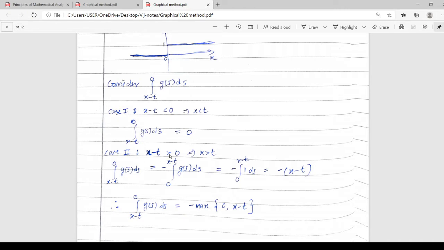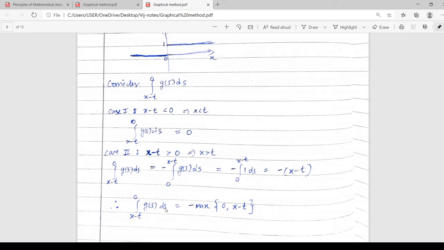Case 2, if x minus t is positive. We can write the integral from x minus t to 0 as minus the integral from 0 to x minus t. And here, since x minus t is positive, the value of g is 1. So when you integrate here, you will get minus of (x minus t). So it means that the integral from x minus t to 0 of g of s ds takes two values, either 0 or minus of (x minus t).